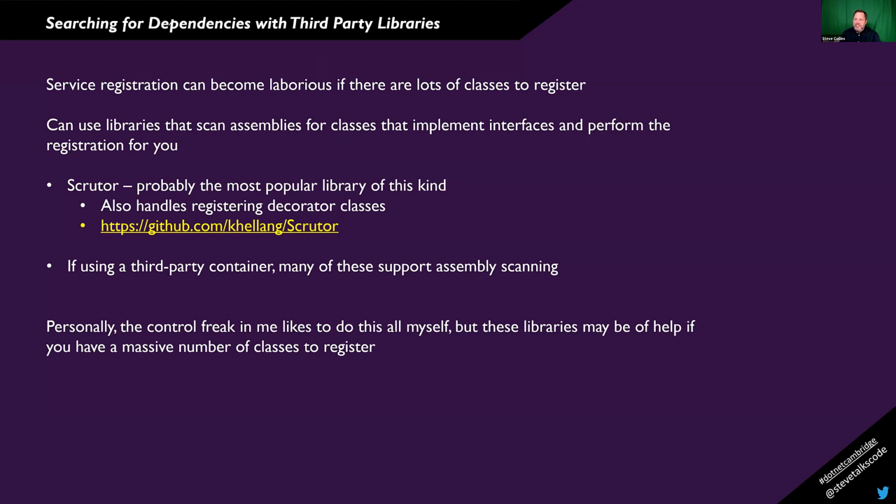So the last missing feature from the Microsoft container that is supported by others is registration of services by convention and assembly scanning. Now, I'm not personally a big fan of doing this, as I'm a bit of a control freak and I like to know exactly what is going on. As we saw earlier, it's possible for registrations to stamp all over each other depending on the order that they're registered. However, if you do have masses of classes to register, it can be a laborious task, and I totally understand why you may be looking for some kind of shortcut.